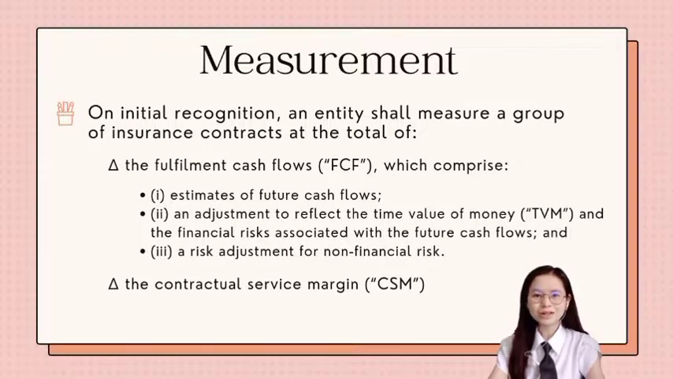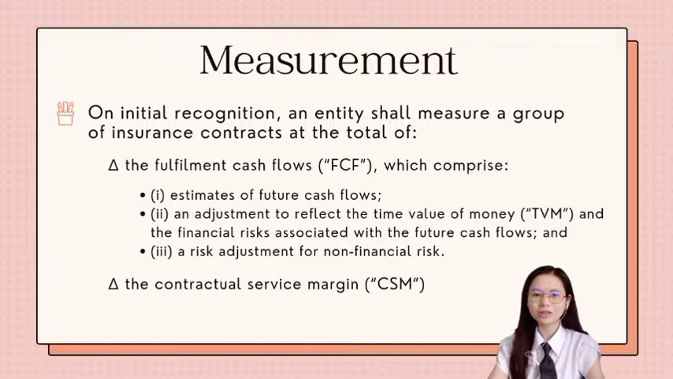An entity shall include all the future cash flows within the boundary of each contract in the group. The entity may estimate the future cash flows at a higher level of aggregation and then allocate the resulting fulfillment cash flows to individual groups of contracts. The estimates of future cash flows shall be current, explicit, unbiased, and reflect all the information available to the entity without undue cost and effort about the amount, timing, and the certainty of those future cash flows.